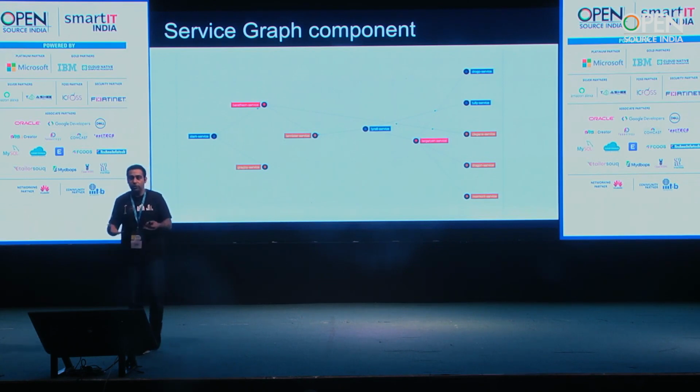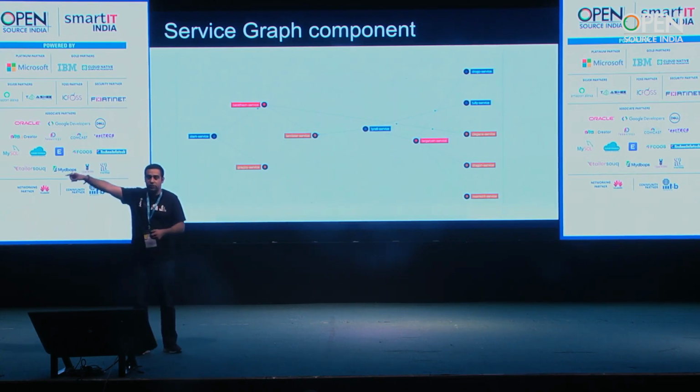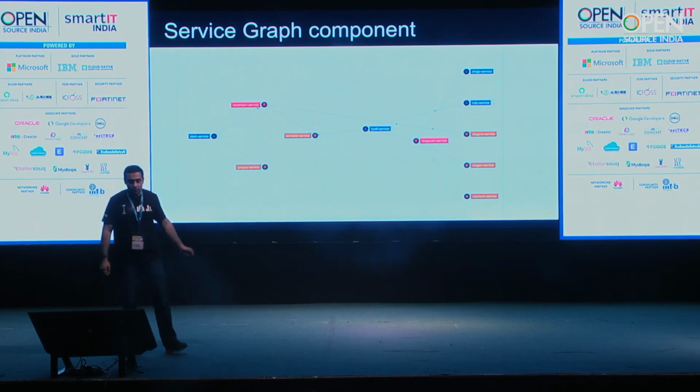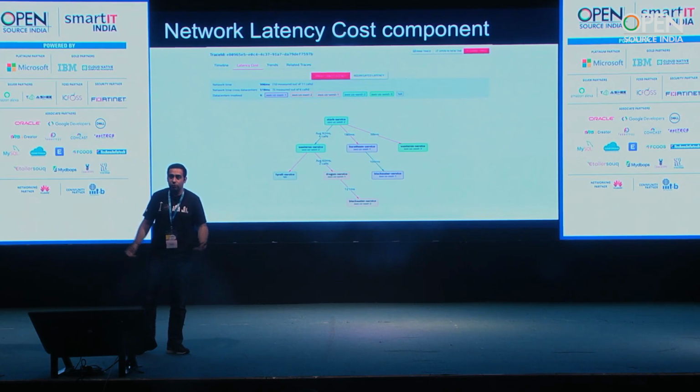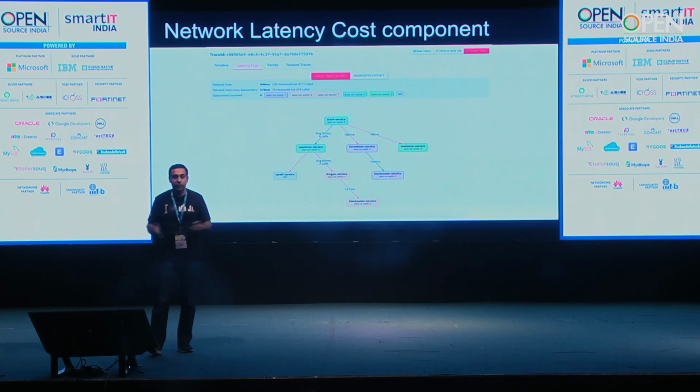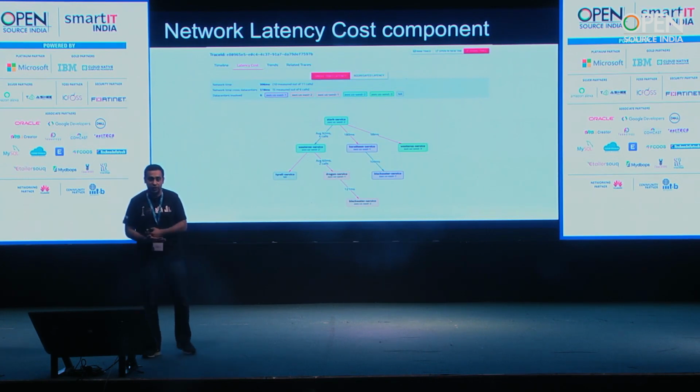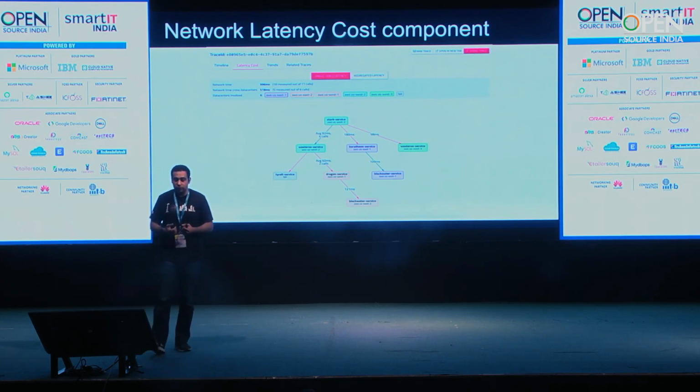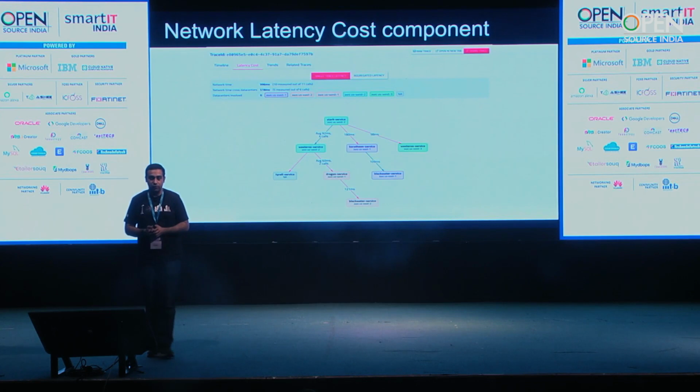So someone who comes into Haystack can tell, okay, these two services are causing problems for me right now. So we have the latency cost. Every one of us who is in a microservice architecture has cross data center calls, and we need to know how much is the network latency in each of these when we are making cross data center calls. So the latency component helps us doing that.